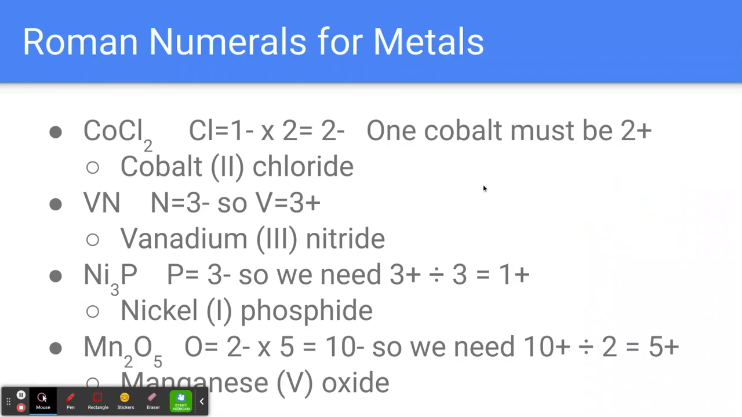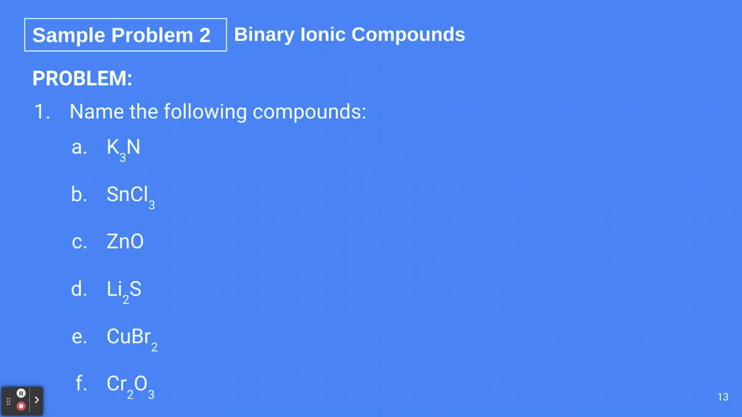Now, let's take a second and name the following compounds. Some of them you're going to need Roman numerals, some of them you're not. Remember, you do not need Roman numerals if you're in the first 2 columns or if you're aluminum, zinc, or silver.